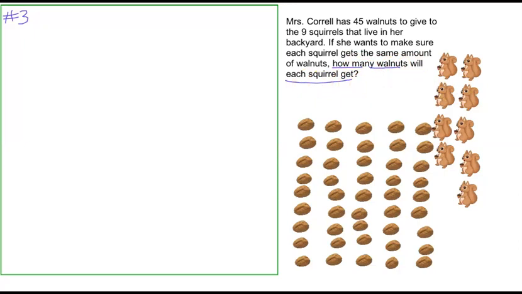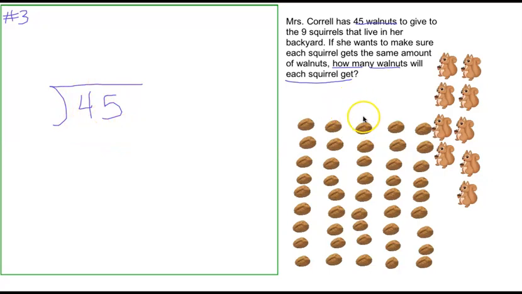All right, I want you to think about it for a minute. What is it that we are splitting up? Are we splitting up squirrels or are we splitting up walnuts? If you said walnuts, you are correct. So we are splitting up walnuts. Now, how many walnuts are there to be split up? 45 walnuts. So we're going to put the 45 things that we're splitting up or dividing in here.